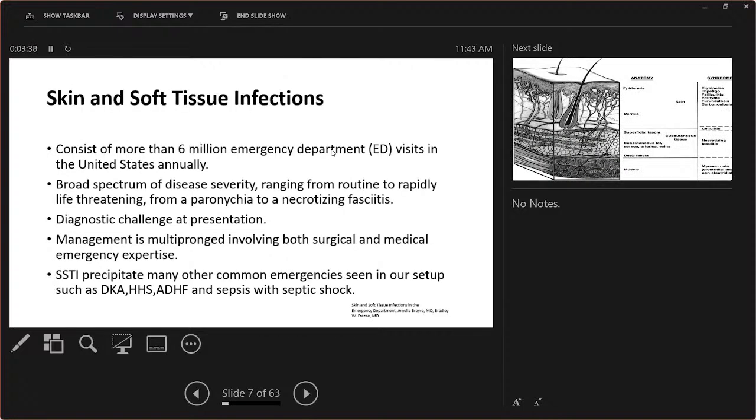Why should we learn about skin and soft tissue in emergency? In the United States, more than 6 million emergency visits are due to skin and soft tissue infection. They range through a broad spectrum of diseases from a routine abscess to a rapidly life-threatening necrotizing fasciitis. It is a diagnostic challenge at presentation. The management is multi-pronged, involving both surgical and medical emergency expertise. It can precipitate common emergencies in our setup like DKA, ADHF, and sepsis with septic shock.